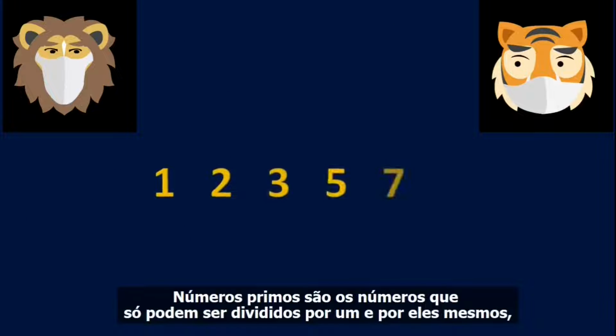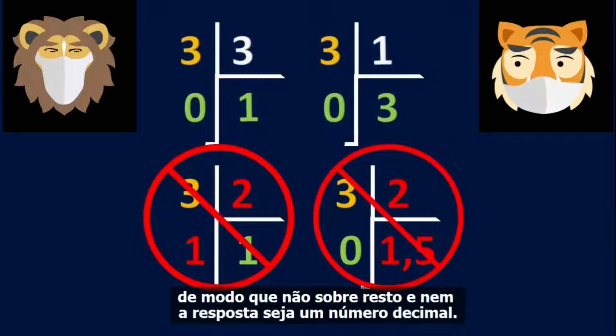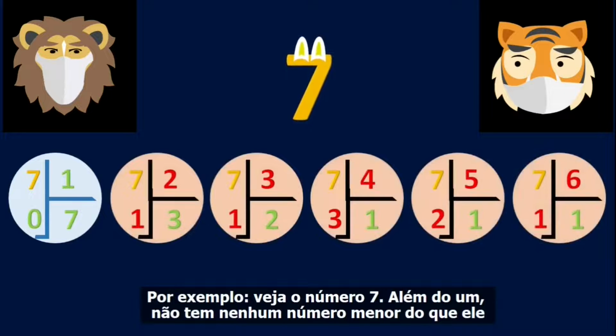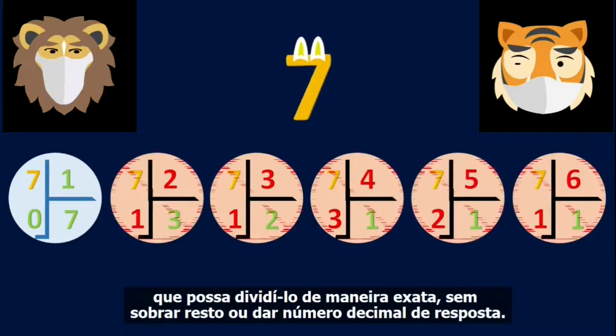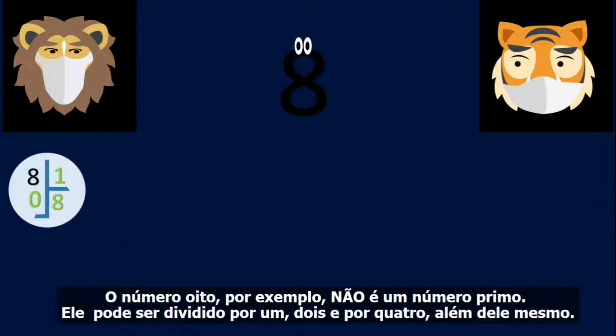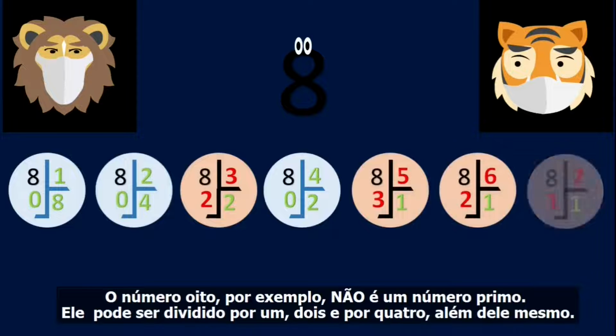Prime numbers are numbers that can only be divided by 1 and by themselves, so that there can be no remainder, nor the answer be a decimal number. For example, see number 7. In addition to 1, there is no number smaller than it that can divide it exactly, without leaving any remainder or giving a decimal answer. The number 8, for example, is not a prime number. It can be divided by 1, 2, and 4, in addition to itself.